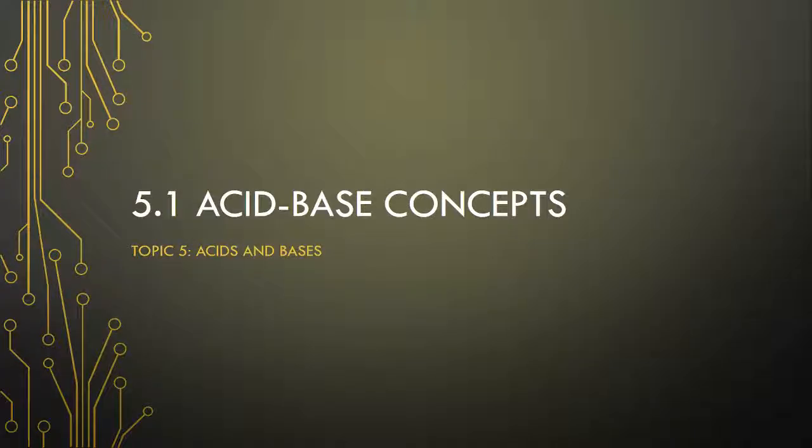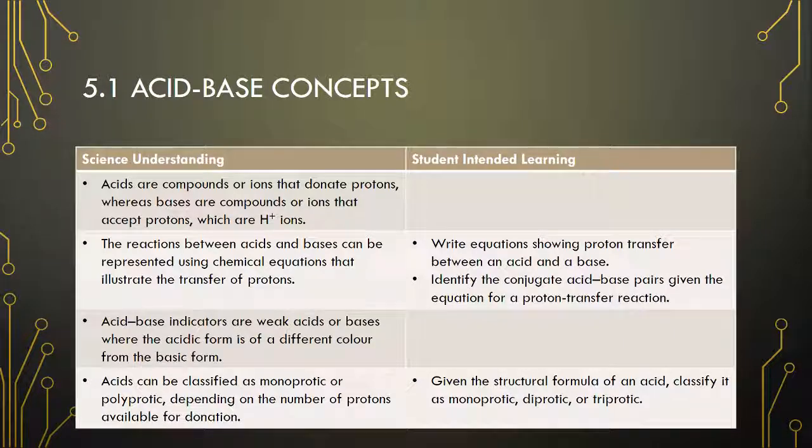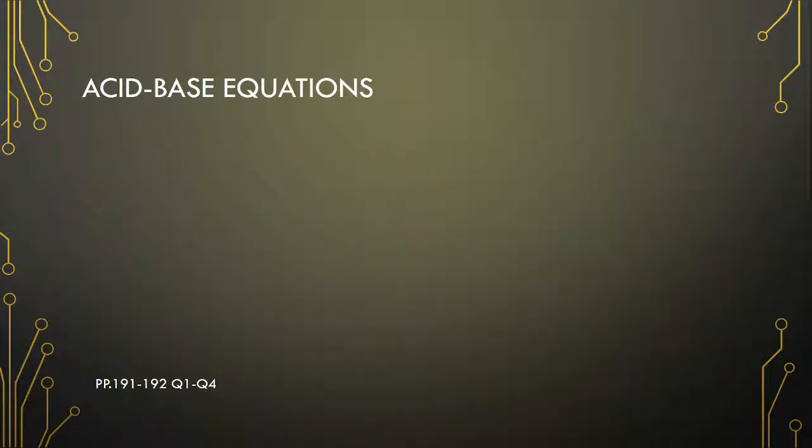Okay, second part of 5.1 acid-base concepts. In this video, we'll be looking at the second box in the student intended learning column. We're looking at writing equations showing proton transfer between an acid and base, as well as identifying the conjugate acid-base pairs given the equation for a proton transfer reaction. So we'll look at equations and what's called a conjugate pair.